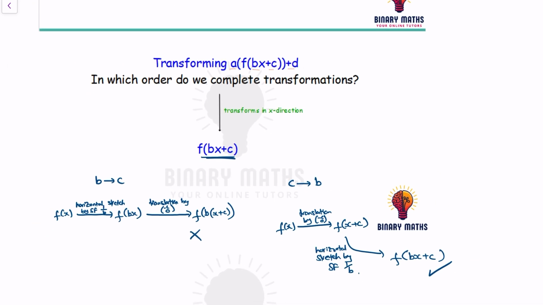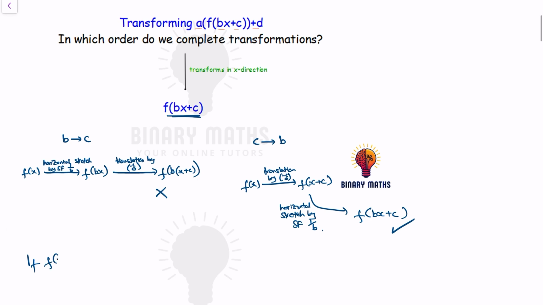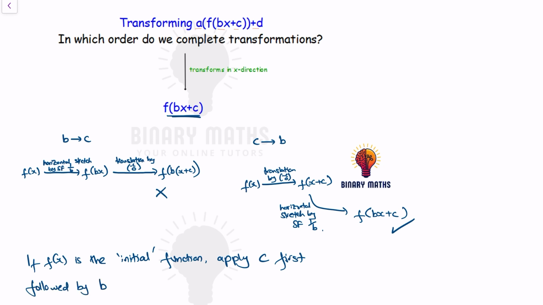So to summarize, if f of x is the initial function or the root function, the function that we started with, we always apply c first, followed by b to get f of bx plus c. So the main thing is c before b.